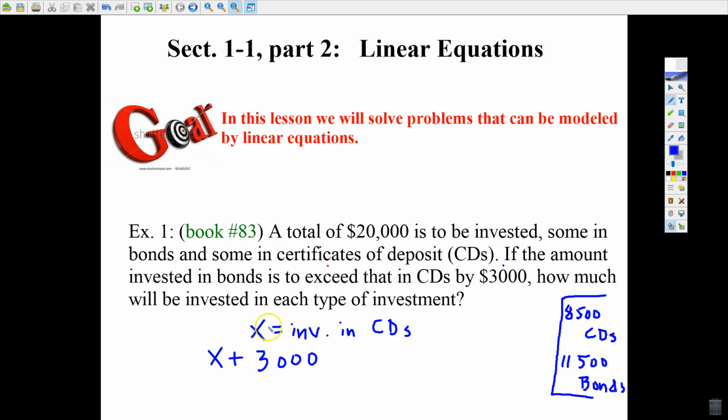So here's the key to setting up these equations. You're only going to use one variable in these problems, but then you're going to need to show either plus or minus what happens to that variable to represent the other quantity. Okay, so we know that X in this case is our investment in CDs, so 3,000 more than that will be our investment in bonds.